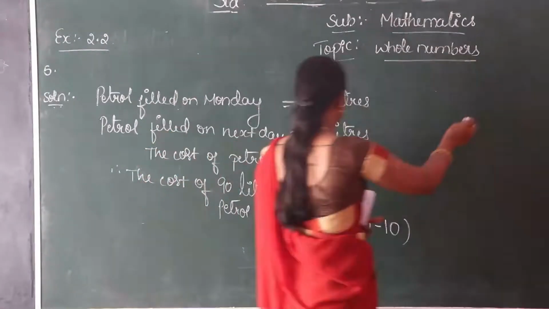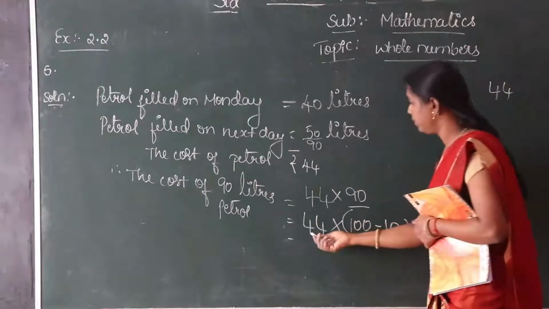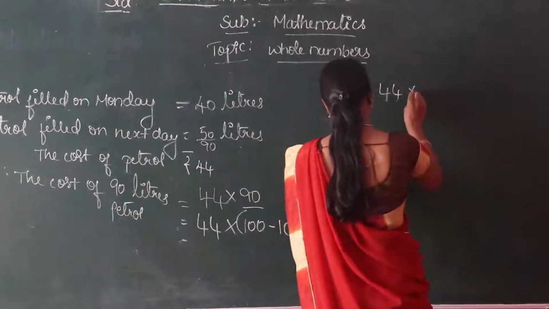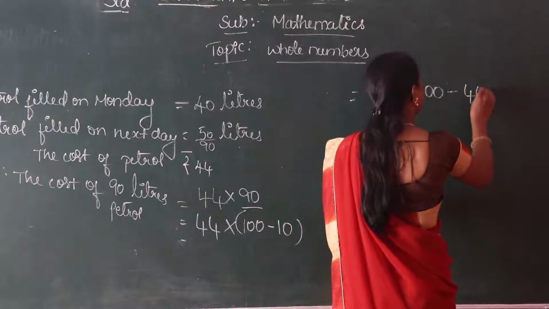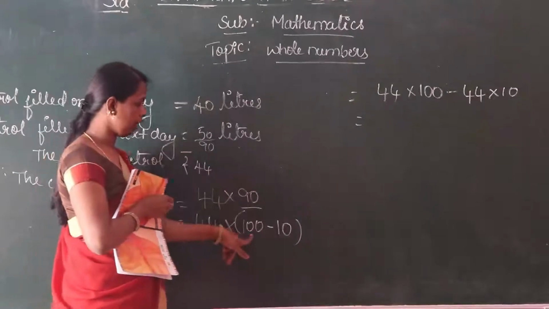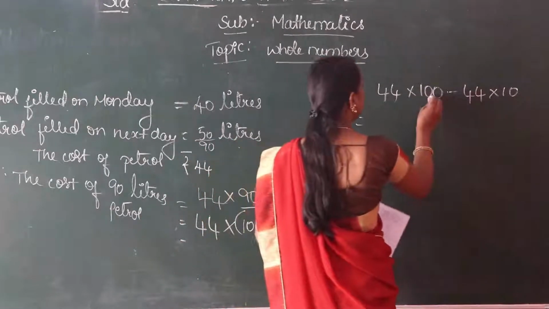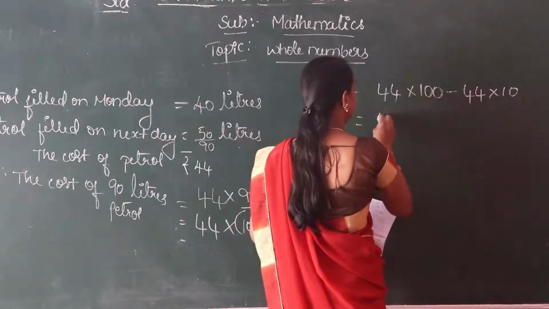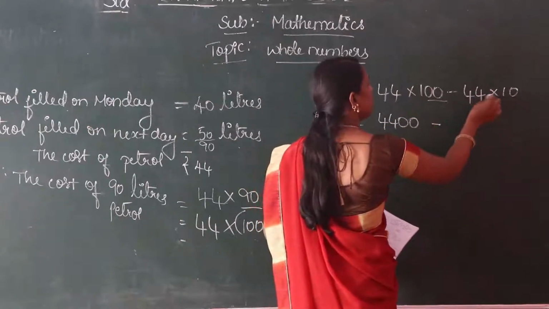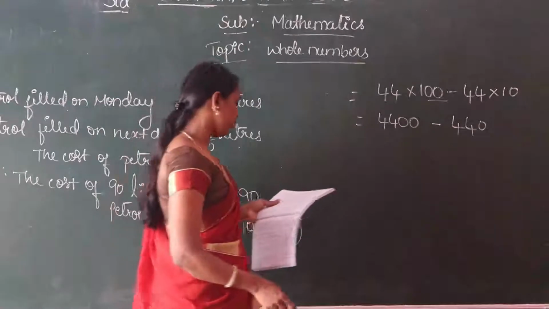So I will write here 44 into 90 equals 44 into, and we multiply 44 to both 100 and 10. First 44 into 100 minus 44 into 10. So we rearrange, splitting by using the properties. 44 into 100, you get 4400. Minus 44 into 10, you get 440.